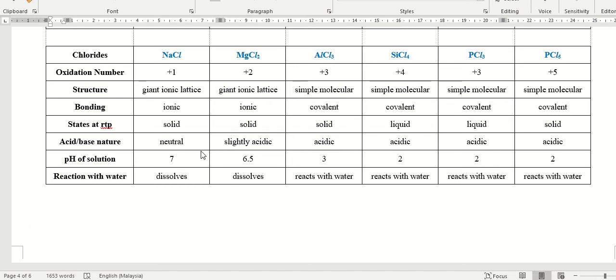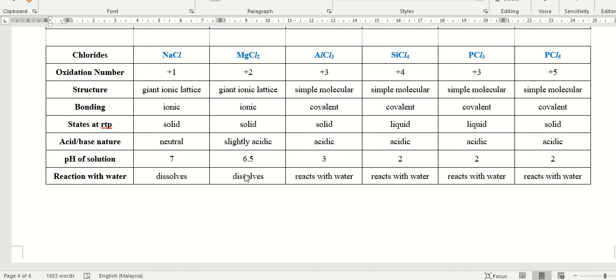So look at the pH of the solution. It is not neutral, so cannot be sodium chloride. Magnesium chloride, yes, close to neutral. The rest are very acidic. So L is magnesium chloride.